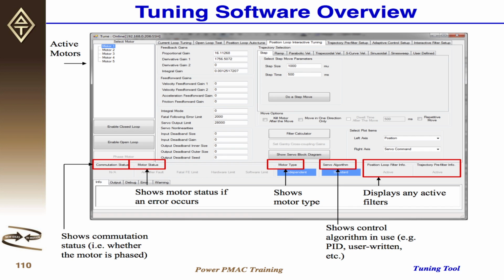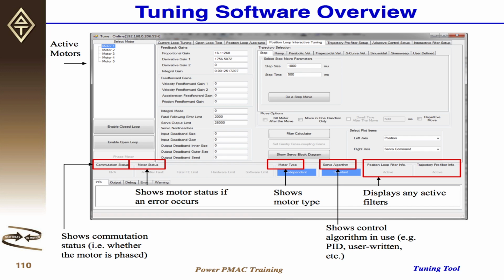And if you look at the tool, all the time, it's going to show you the commutation status of the motor, which means that you don't need to go back to the IDE and look at whether it's set up as a brushless motor, or if it's commutated via PMAC. If it's a brush motor, it's going to show you "not available" because it's not commutated at all.